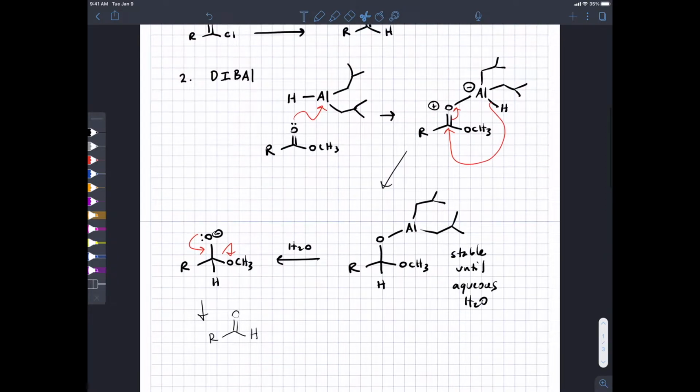So the trick with DIBAL is it's not reactive until it finds the ester, but once it reacts, it masks the tetrahedral intermediate, so you can't kick off the leaving group until you quit the reaction, and then the leaving group falls off. Because of that, the reagent never sees any aldehyde, and so the aldehyde survives. Okay?